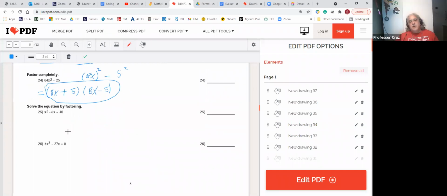All right, this one is asking us to solve by factoring. So what we have to do is realize this is an equation, and then we have to subtract 40 from both sides to get rid of that. That's when we put it over here. Then this is going to be x squared minus 6x minus 40 is equal to 0.